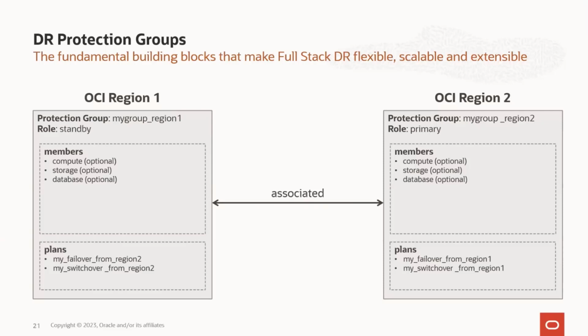Right. So you need a plan to pull for failover here that you see on my screen there on the right-hand side. I have a failover plan and a switchover plan that pulls things from region 1 to region 2. And on region 1, I have 2 plans there, failover and switchover, that pull things from region 2 over to region 1.